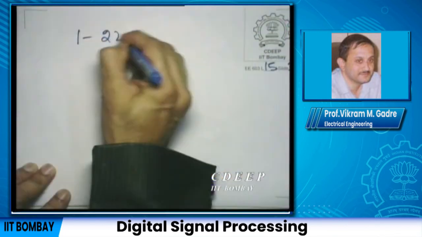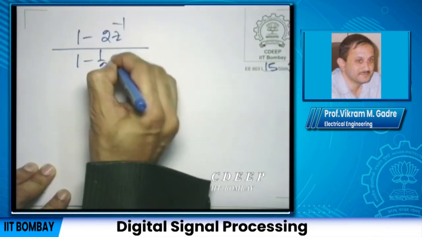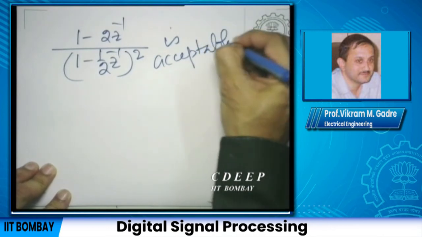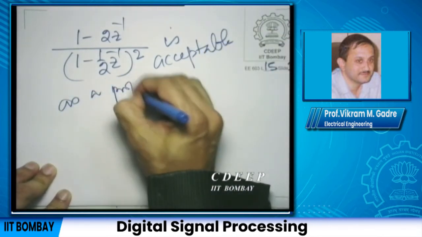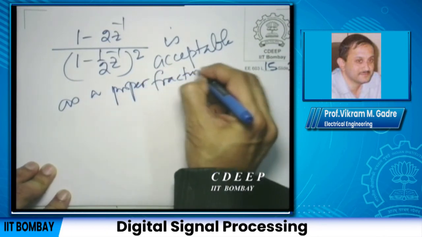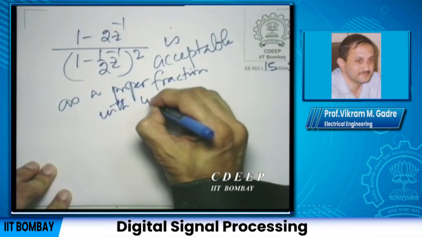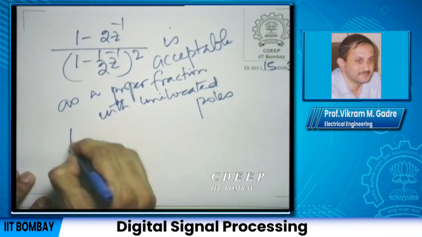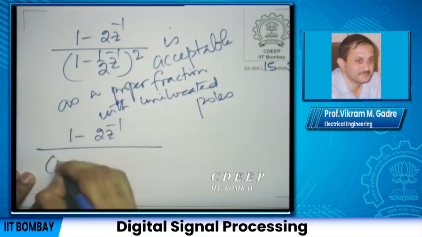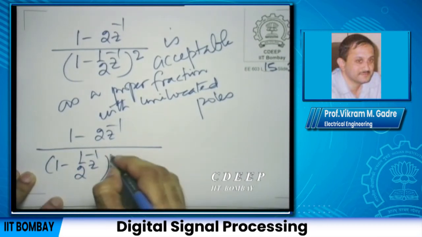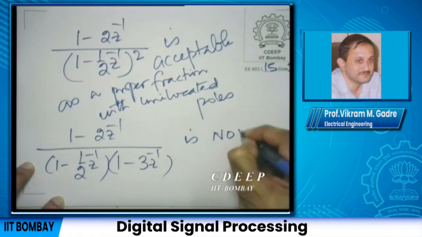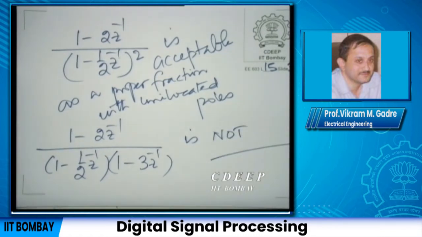One minus 2 z inverse by 1 minus half z inverse the whole squared is acceptable as a proper fraction with unilocated poles. On the other hand, 1 minus 2 z inverse divided by 1 minus half z inverse times 1 minus 3 z inverse, if you like, is not acceptable. It is a proper fraction, but it is not a proper fraction with a unilocated pole.